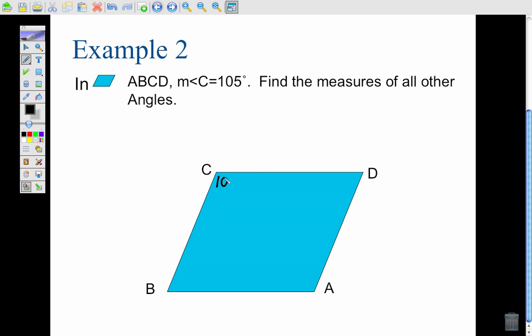In example 2, we have 105 degrees for angle C. And I want to find the measures of all the other angles. I know if I have a parallelogram, opposite angles are congruent. So I would know angle A is 105. And I know that consecutive angles are supplementary. So they have to add up to 180. So I would know angle D is 75.